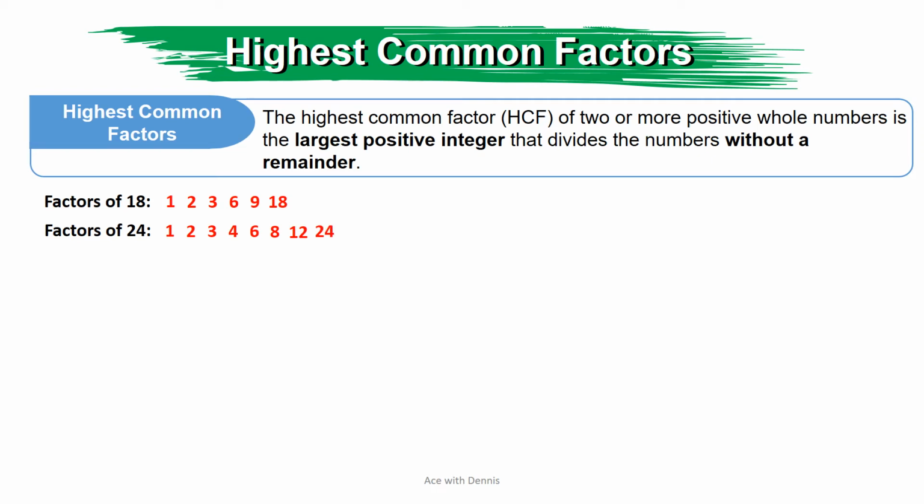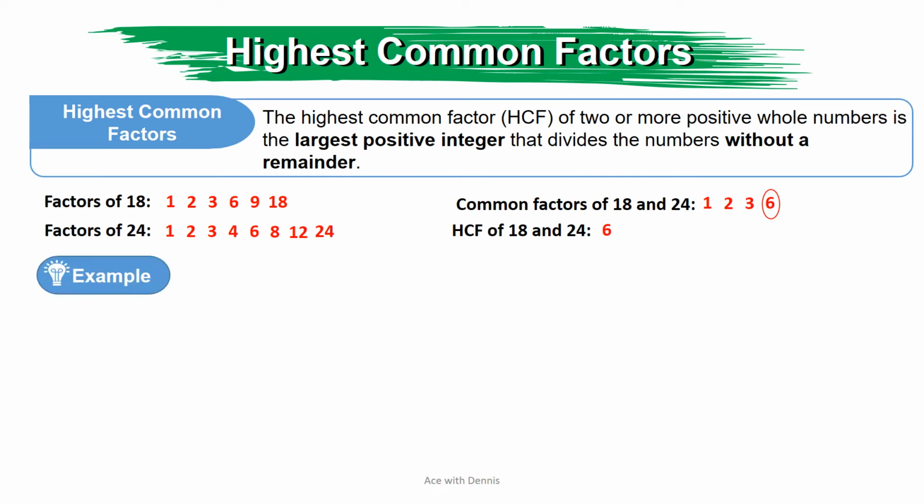From here, we compare the factors of 18 and 24. We find that the common factors of 18 and 24 are 1, 2, 3, 6. Hence, the highest common factor, HCF, of 18 and 24 is 6. Let's look at this example. Find the HCF of 225 and 750.